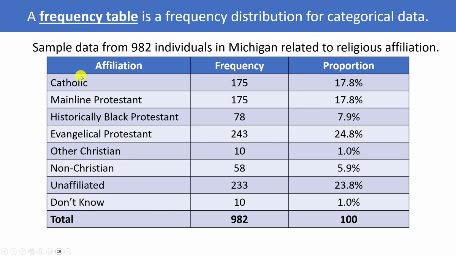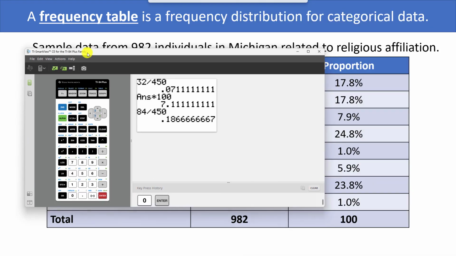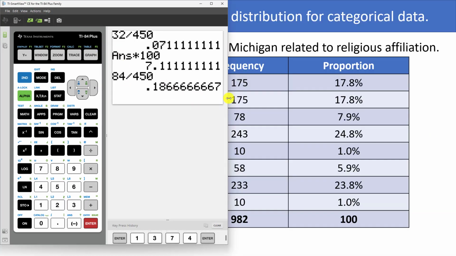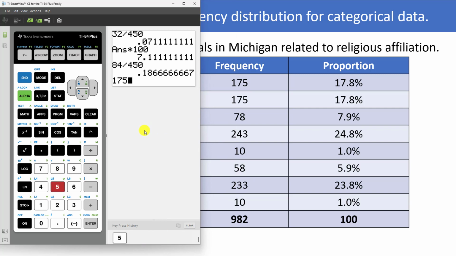So, for example, here, based on this sample, 175 people said that they were Catholic, which represents 17.8% of the population, or going down, 58 of the individuals were non-Christian. That was 5.9%. We can calculate any of those proportions or relative frequencies by simply taking each of those frequencies and dividing by the total. So we could take 175 and divide by the total, which is 982. So we add all these together, you get 982. And you would see we get that 17.8% or so. Multiply that by 100 to find that in percent form, and to one decimal, we do get that 17.8%.